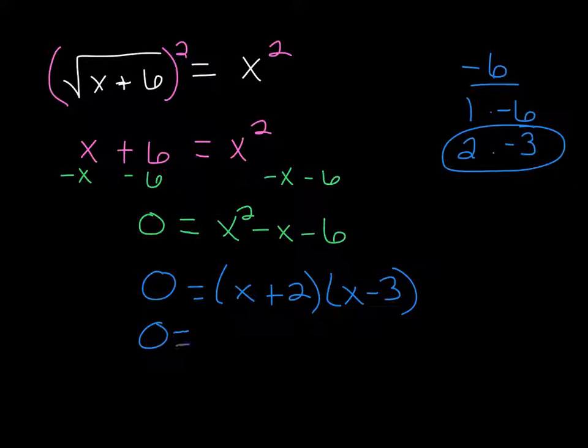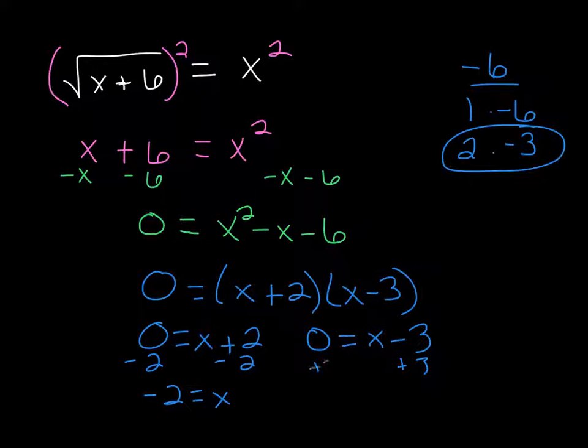So 0 equals x plus 2. 0 equals x minus 3. Subtract 2. Negative 2 equals x. Add 3. 3 equals x.